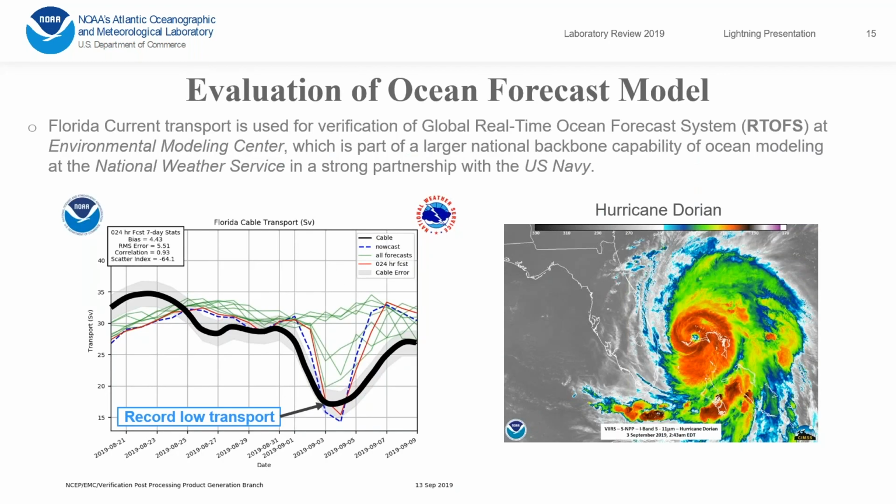Our data has also been used to evaluate ocean forecast models. The example here shows that the record low Florida Current transport during Hurricane Dorian is well captured by the 24-hour ocean forecast. However, as expected, the forecast model performance decreases as the forecast hour increases. Our plan is to work with modelers to further evaluate and improve models.